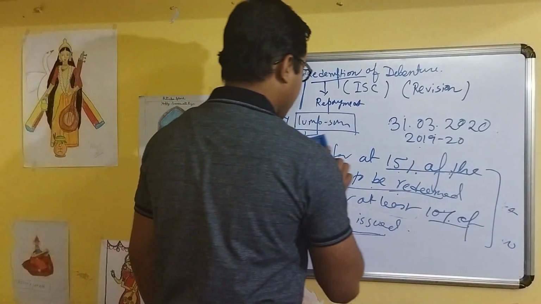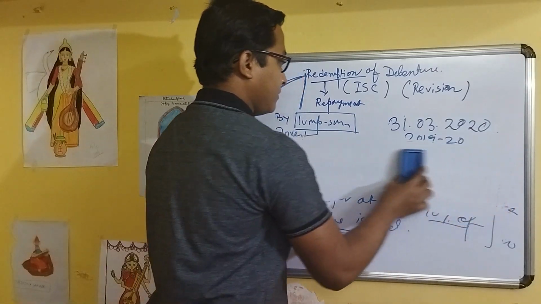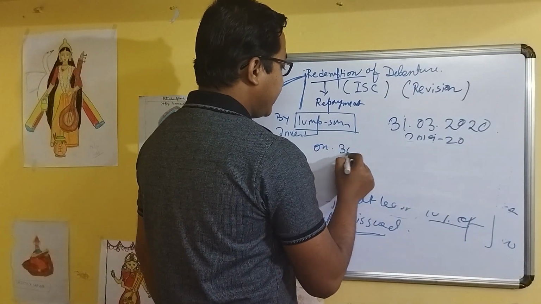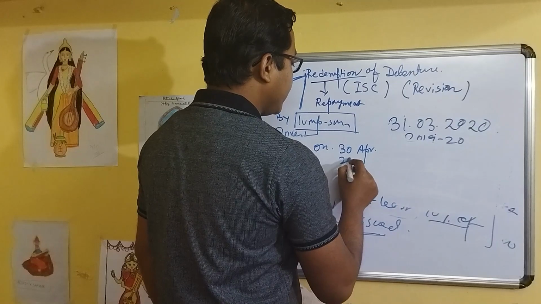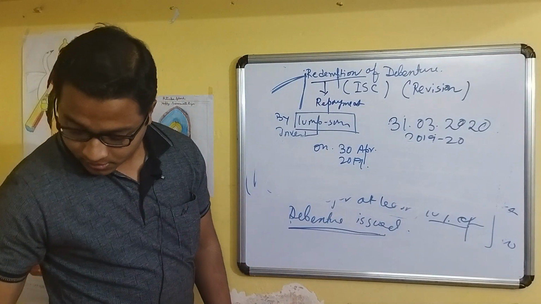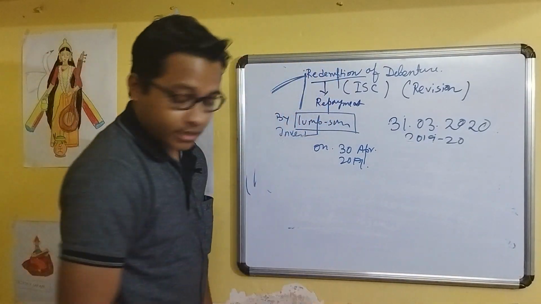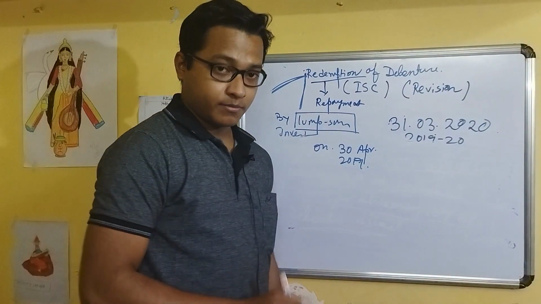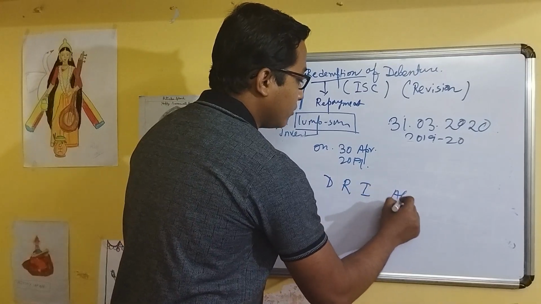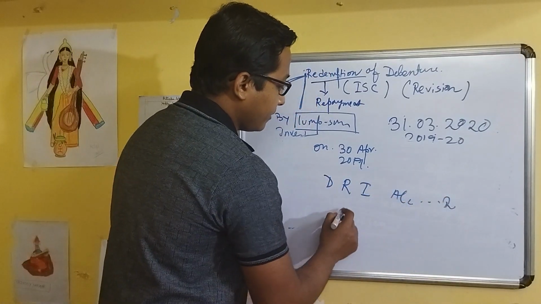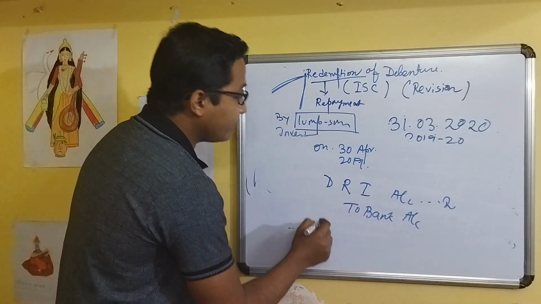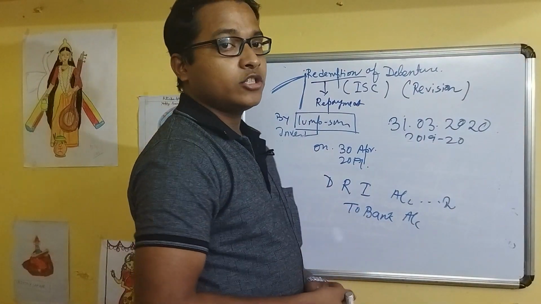So on 30th April 2019 we have to make a journal entry of debenture redemption investment. This journal entry is debenture redemption investment account debit to bank. This is the 15% of 1 lakh. 1 lakh is our debenture redeemable value.